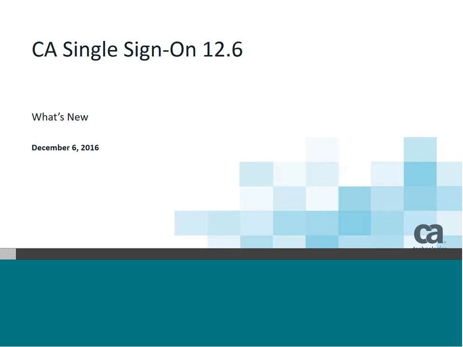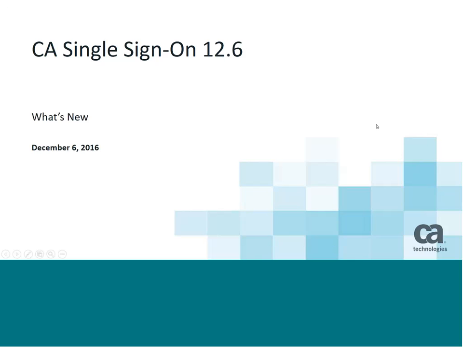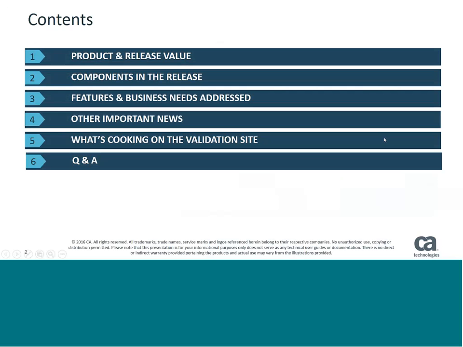So as a quick summary of what we want to go through during the next 60 minutes, it's really this. We're going to talk a little bit about the product, the value of the product, and the particular value of this release. And we'll talk in more detail then about what components are included in the release, covering some of the features and the business needs that are addressed by these new capabilities.